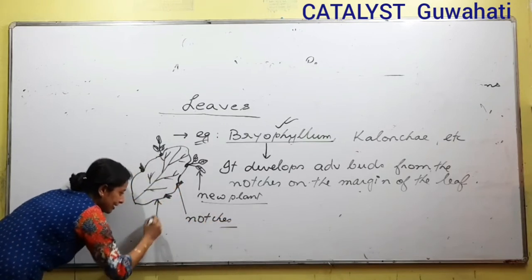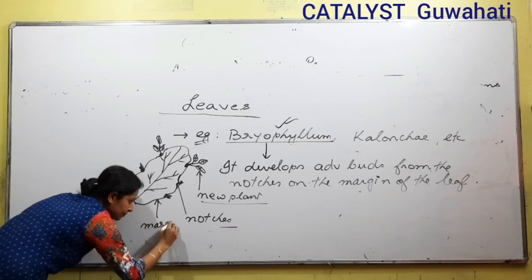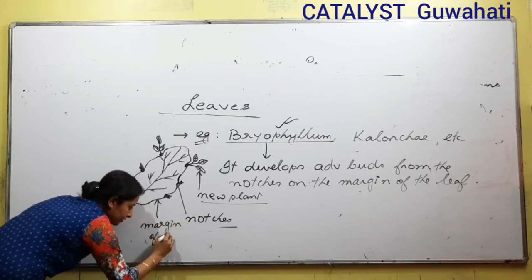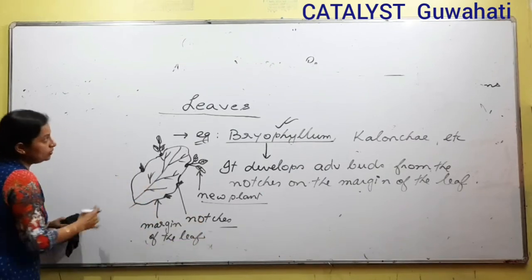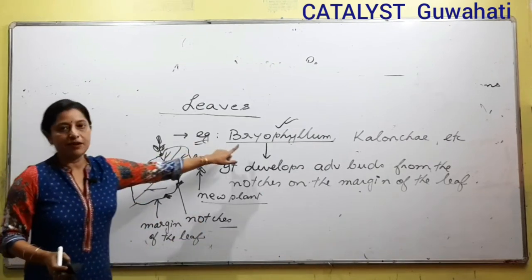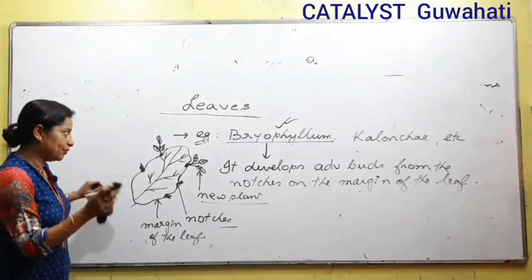And this is what is called as the margin of the leaf. So leaves are... you know, we can say the bryophyllum as an example.